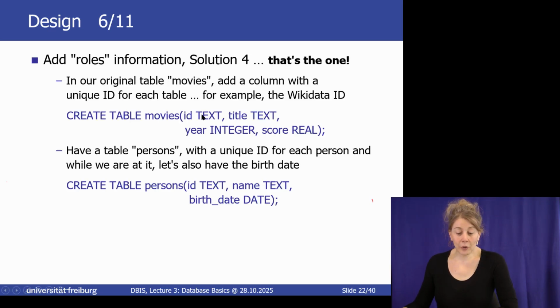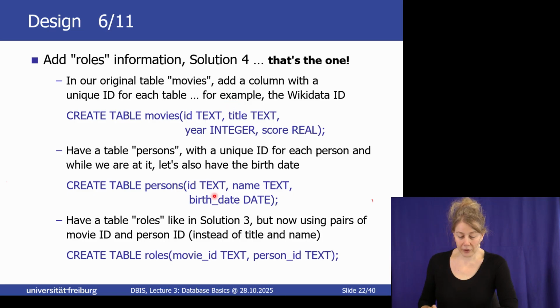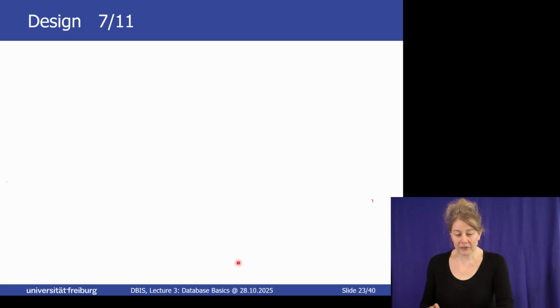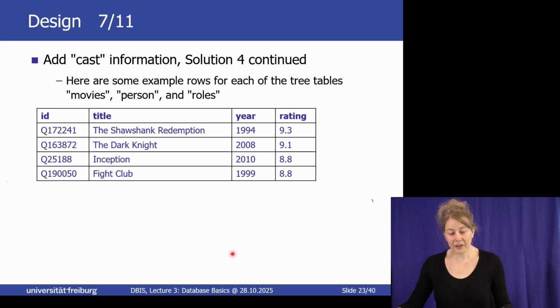So what we do now, in our original table, we add an ID. The ID can be anything that uniquely identifies the table. So this is just like before, text, integer, real, for we used varchar, that's the same thing, here we used int. We have an additional column, which is now the ID. We also do that for persons, and we also do that for roles. And let me show you an example in a second, and there's again cast.